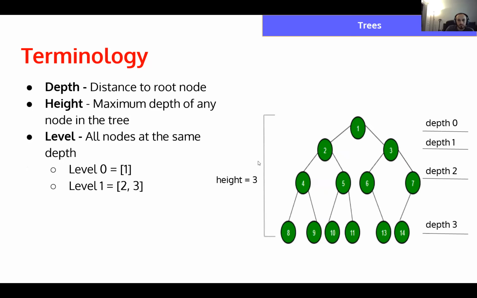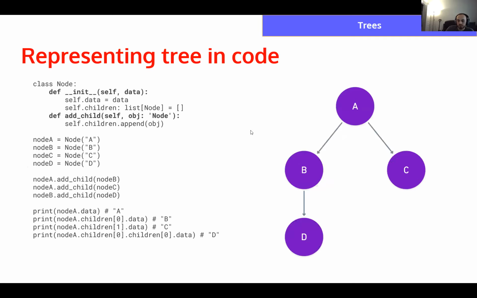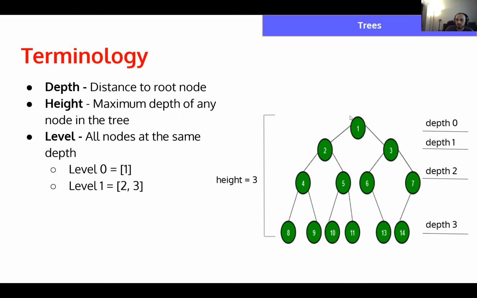Other terms, depth. Depth specifically applies to trees, not necessarily graphs. And depth is just the distance, the shortest distance to the root node. So the root node has a depth of 0, and then its children have a depth of 1, their children have a depth of 2, and so on. The height of a tree is just the maximum depth of any node in that tree. So here, the maximum depth is 3, so our height is 3.